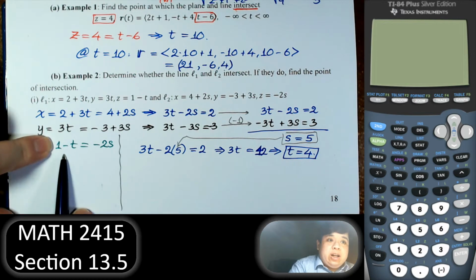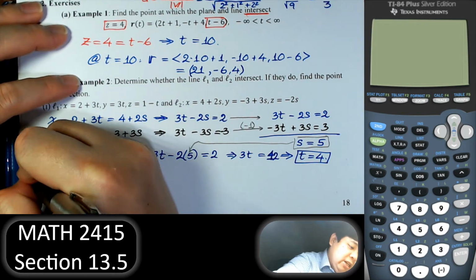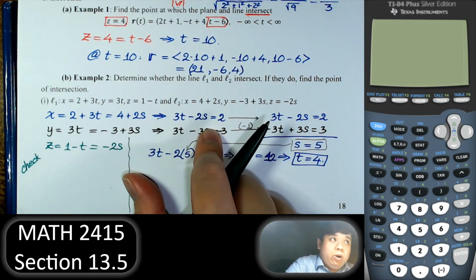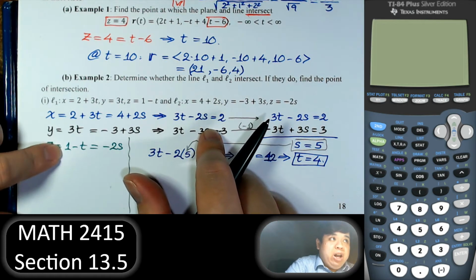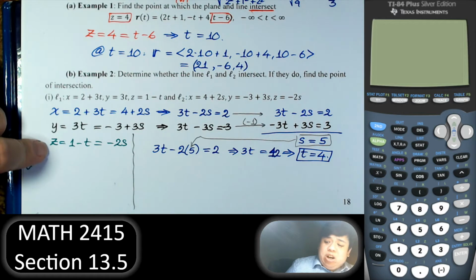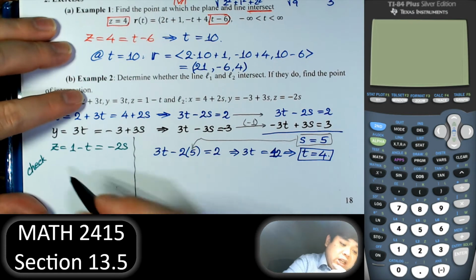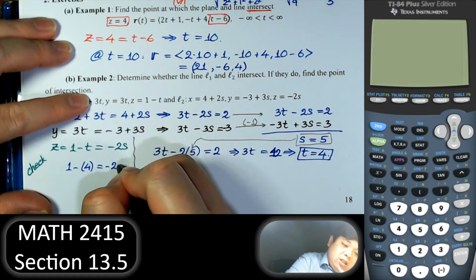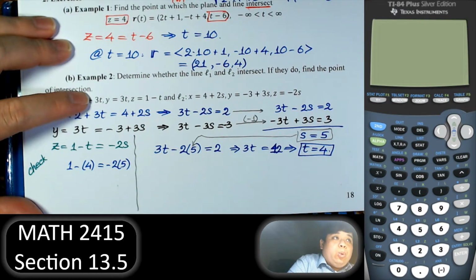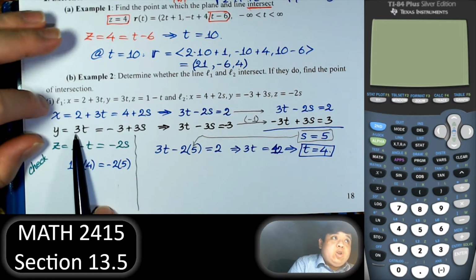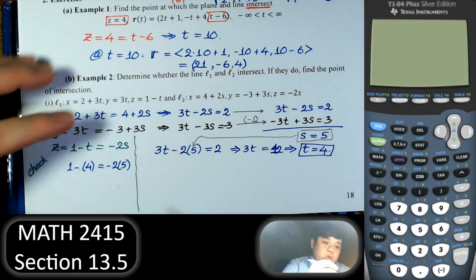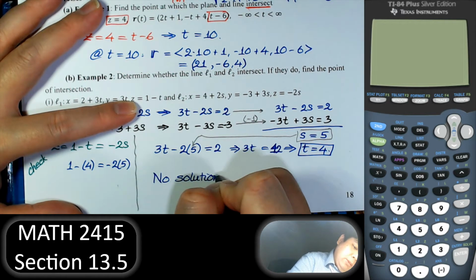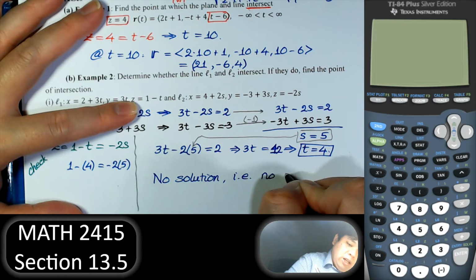Why don't we put it back here and check? Because two equations, two variables, that's fair game. We should be able to solve it. The third one may be redundant. We might not need the last one. So just check to make sure that it works. So t equal to 4. So 1 minus 4, is that equal to negative 2 times s, which is 5? And the answer is no. So those first two equations we solved for s and t, but that doesn't work. So here we say no solution, which means no intersection.